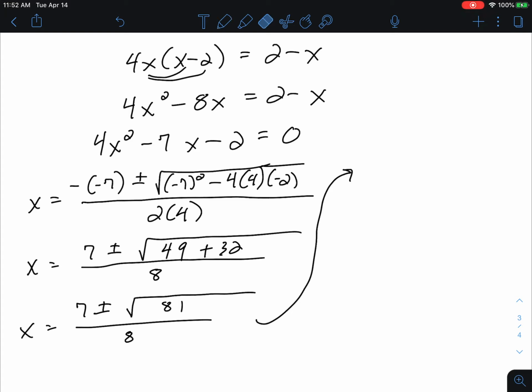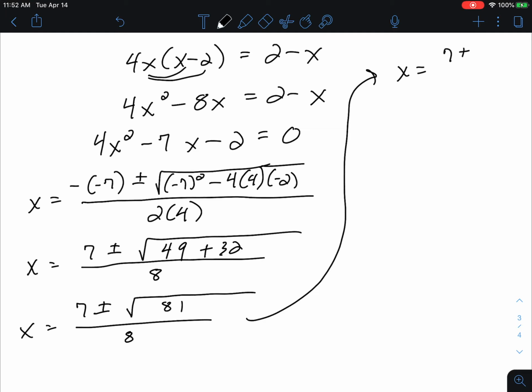Continue on here. Actually, I'll go a little further than that even. So that's going to get us now x equals, well, square root of 81 is 9. 7 plus or minus 9 over 8. 7 plus 9 is going to be 16, divided by 8 is 2. 7 minus 9 is a negative 2, divided by 8 would be a negative 2 over 8, or a negative 1/4. Okay, and you can do that part on your calculator, 7 plus 9 divided by 8, and then 7 minus 9 divided by 8, and that'll work for you.